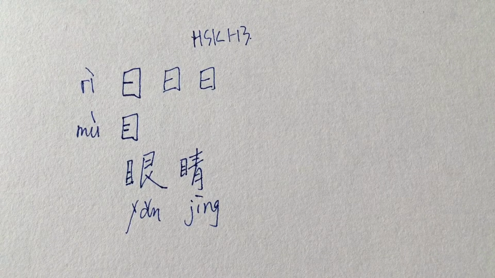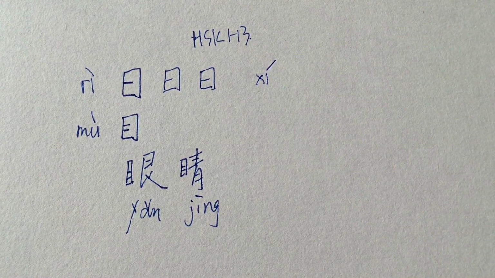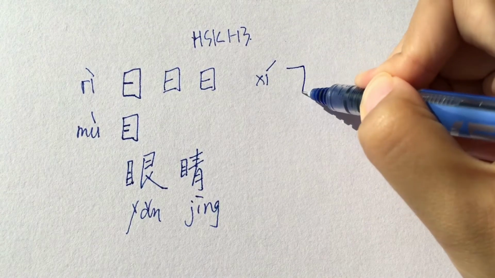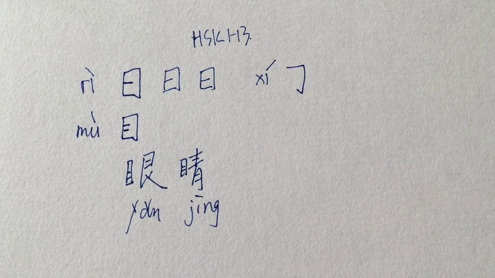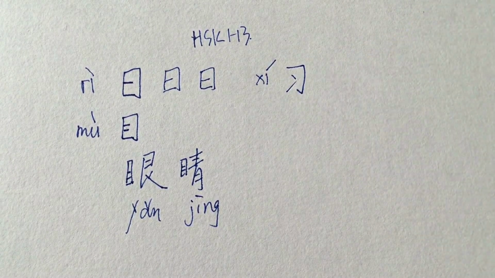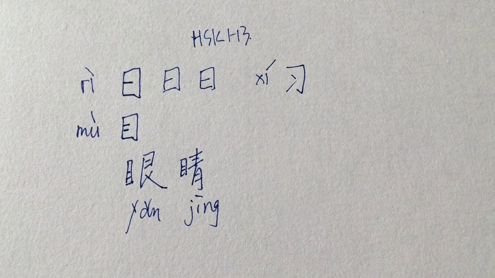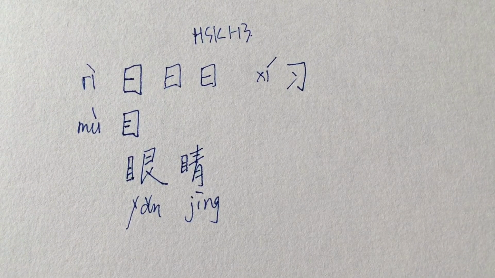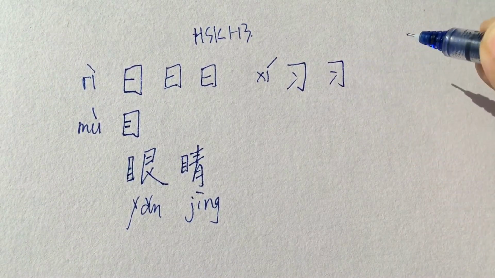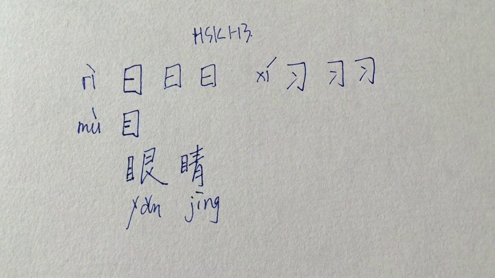习. 习. Actually, we did mention this word as an example word for the half enclosure structure. But here it is as one character that we can write and recognize. So let's write it one more time. So one thing here, and then one dot, and then rising. So 习, 习. Okay, so let's write one more time. Okay, this is 习. Great.